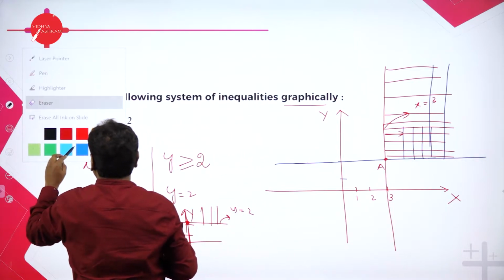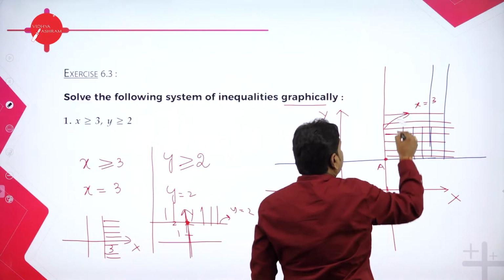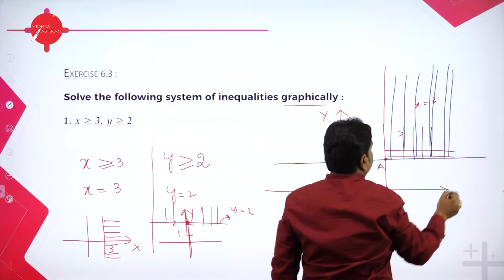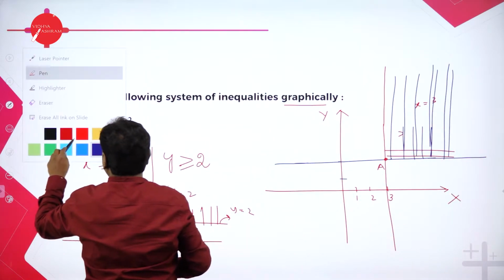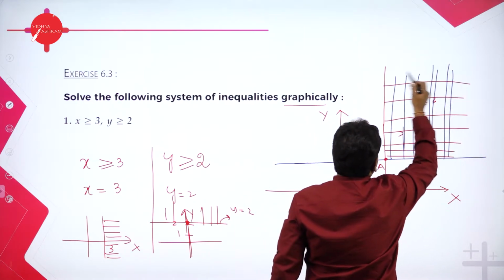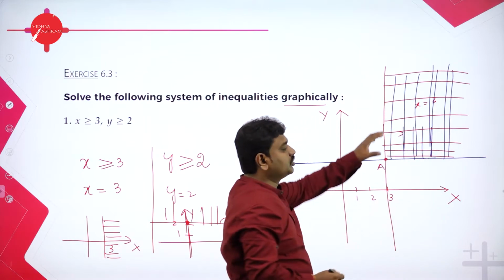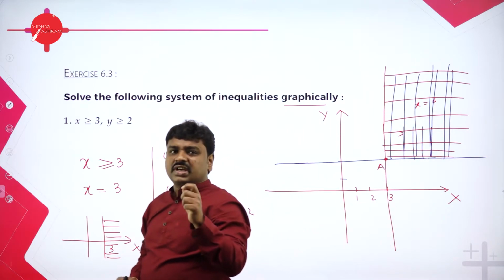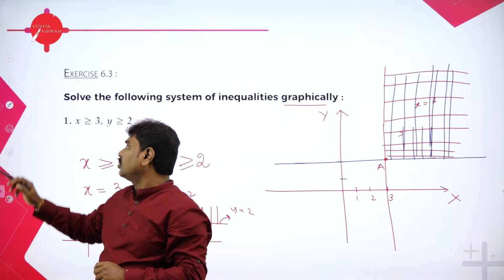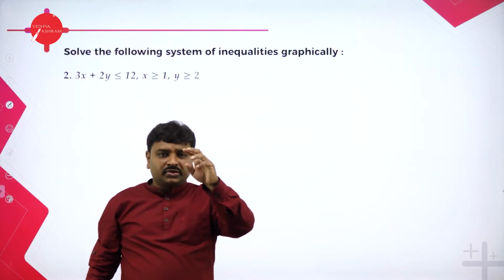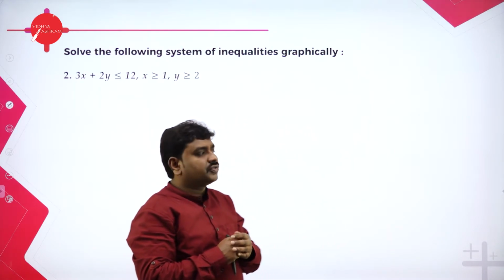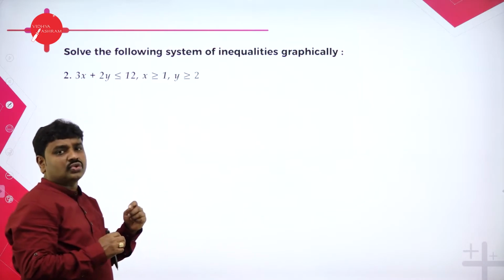Where both the shadings will mix. So blue line shade above, blue line shade above, and red line shade towards right. Red line shade towards what? Right. Both are mixing here. So both are mixing in this region. This region is called a solution region. That's it. And scale on the x-axis 1 centimeter is equal to 1 unit, and on the y-axis also you can take 1 centimeter is equal to 1 unit. So what is the solution? For inequalities, graphical solution means it is a solution which is common for both the inequalities.